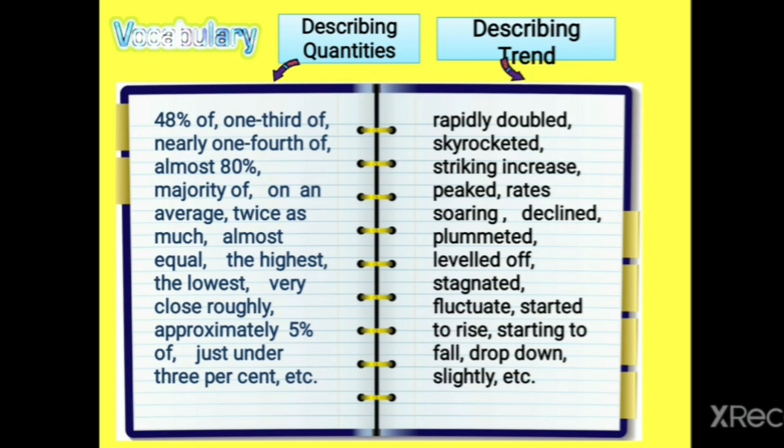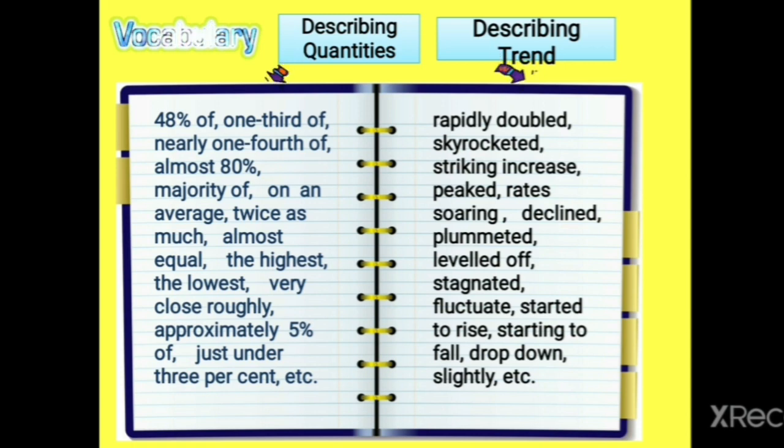For the body, you can see that there is a wide range of vocabulary which can be used for describing quantities and even describing trends. Say, for example, if you have a pie chart, you can use vocabulary like 1/3 or nearly 1/4 of. You all know that 50% is half and 25% is a quarter. Likewise, 75% can be said as three quarters and so on. So if you are able to easily make out, you can use these kinds of expressions.